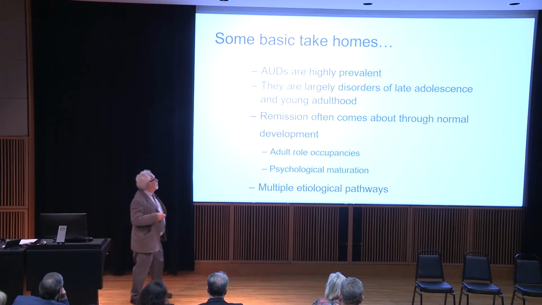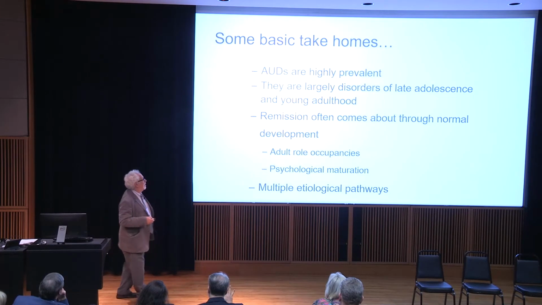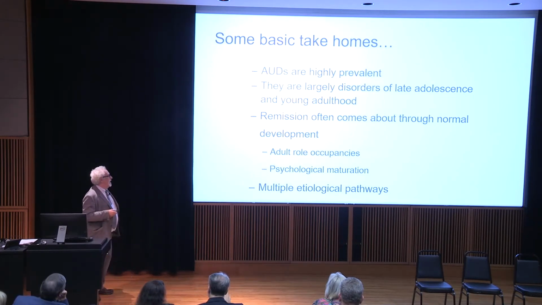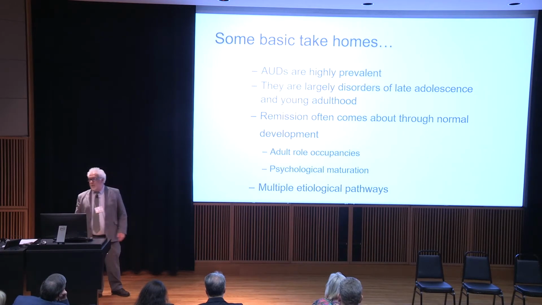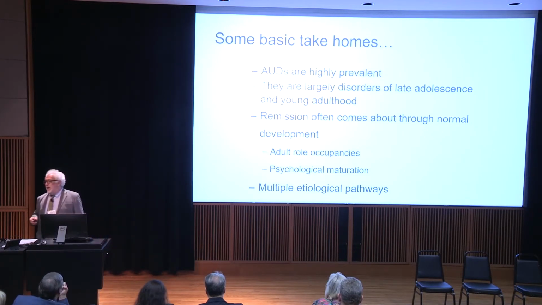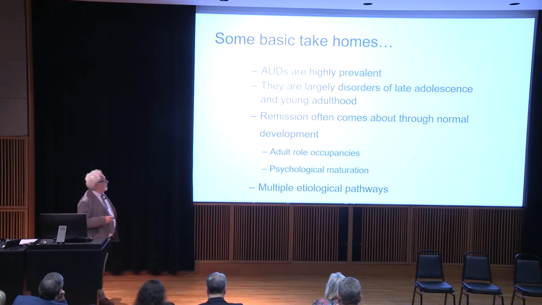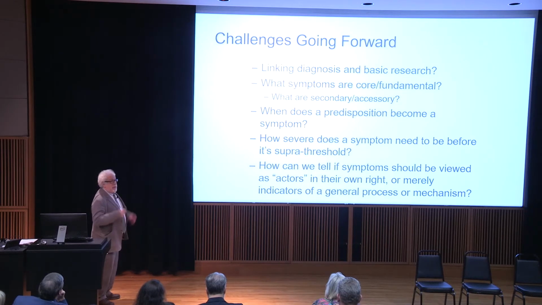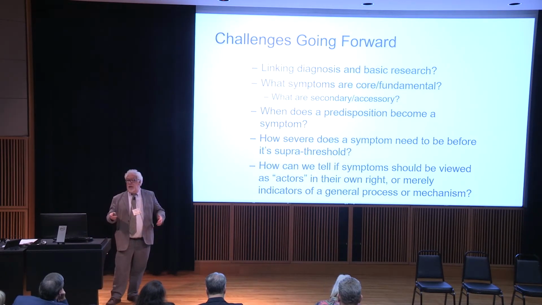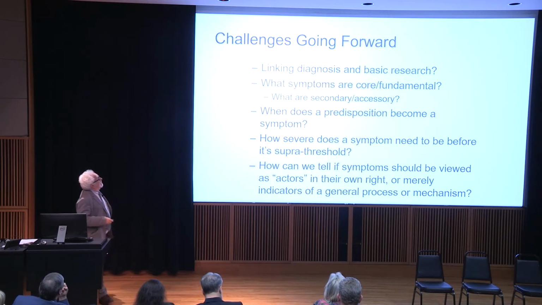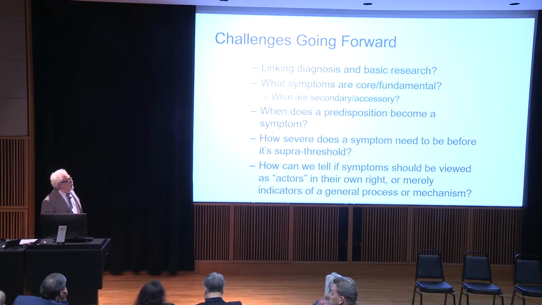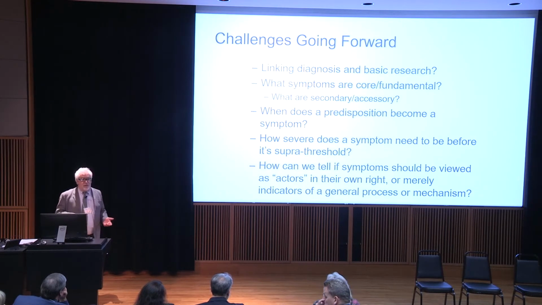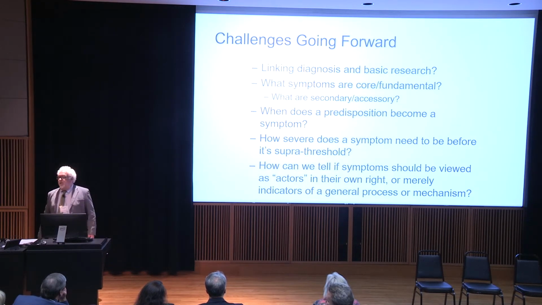Remission often comes about through normal development, both because of adult role occupancies and psychological maturation. And there are multiple etiological pathways. There is no single way that leads people to develop a compulsive drinking lifestyle or another form of an alcohol use disorder. So some of the things we're working on in my lab and with some of my colleagues here is what do we want to do going forward? And one of the things that has captured my imagination is how do we make diagnosis better?